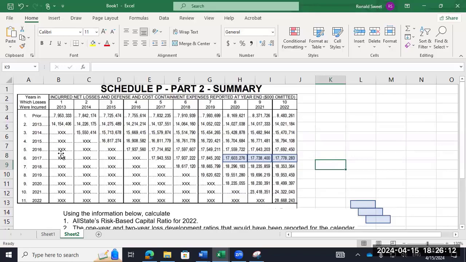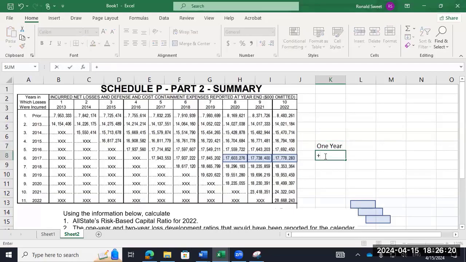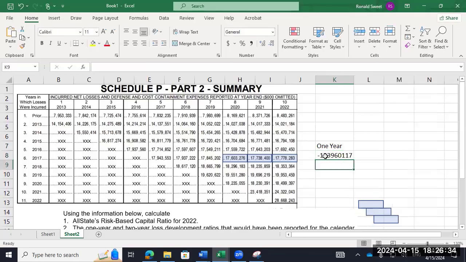I'm on the right year, I think I am. So the 1 year, it's pretty straightforward. You just take the latest year, 17,778,283, minus the previous year, 17,738,400. And what did y'all get? 39,883. Oh, I did something wrong.